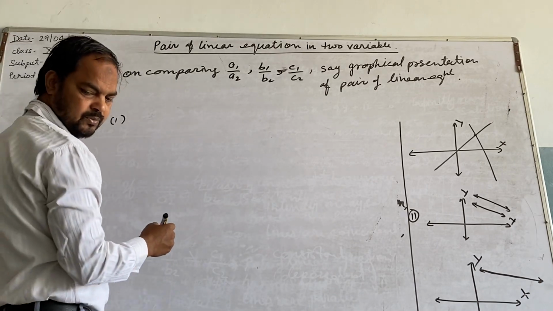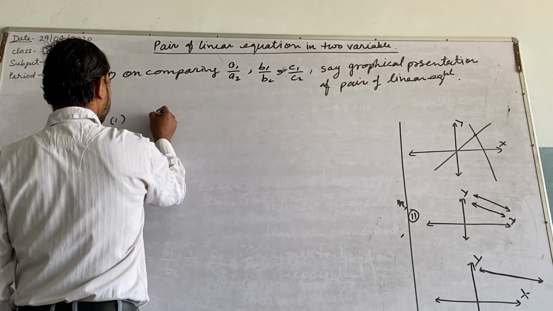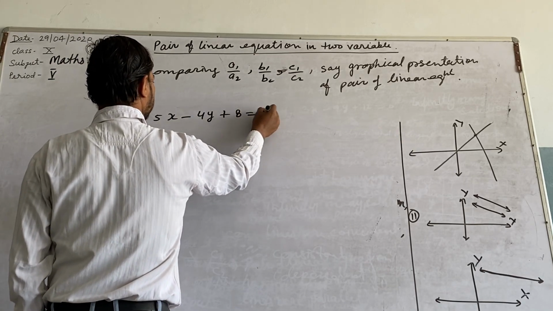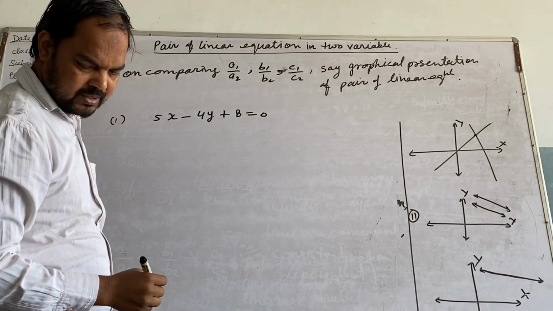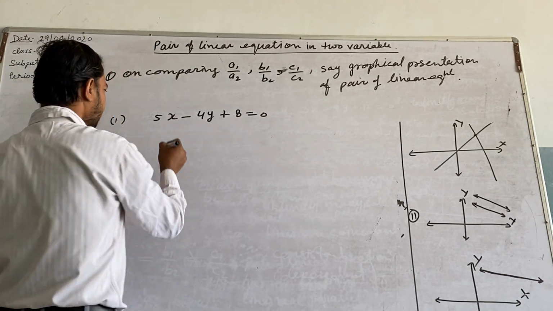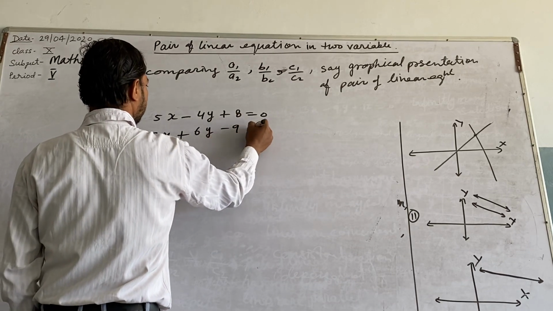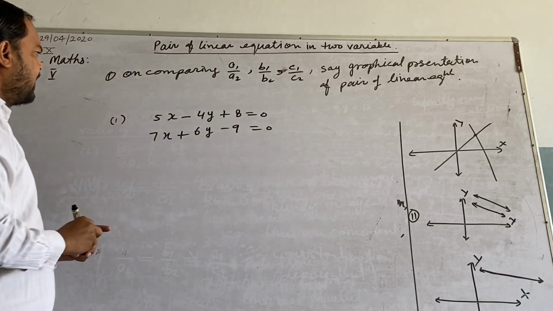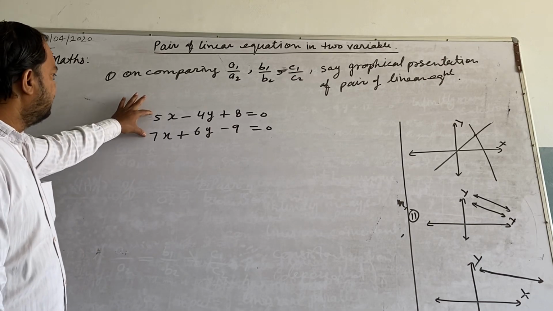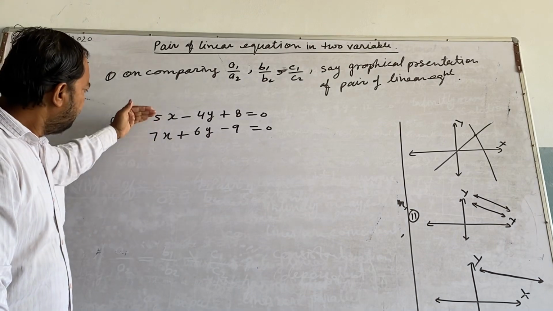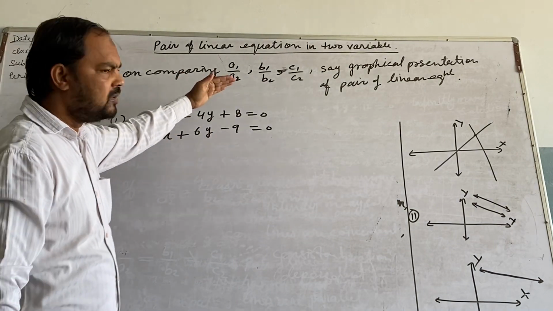5x minus 4y plus 8 equal to 0. The second equation is 7x plus 6y minus 9 equal to 0. One more thing, always try to write these two equations one above the other, right? You will find the ratio easily.